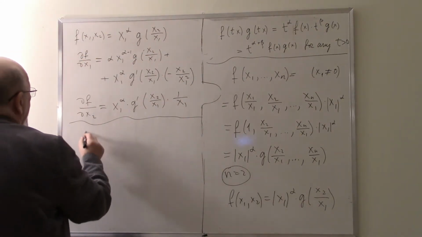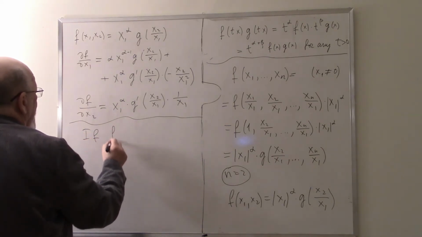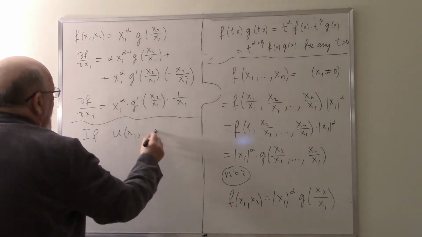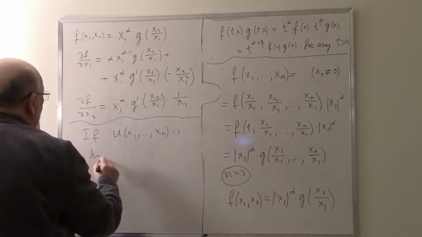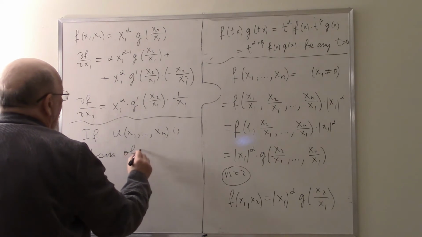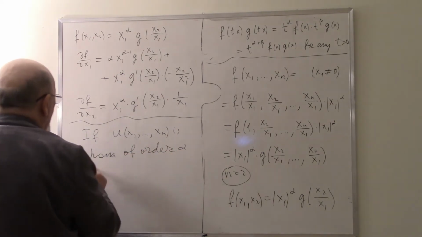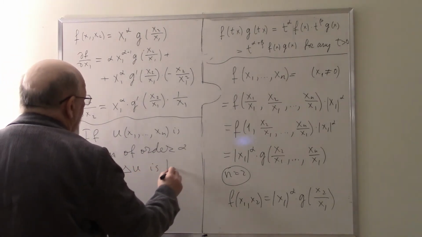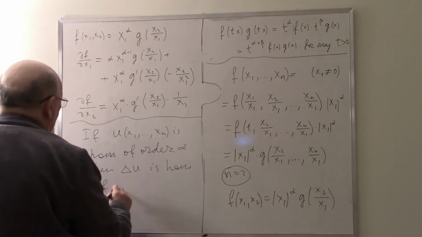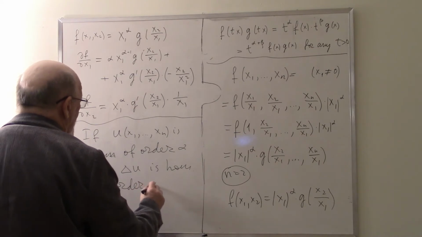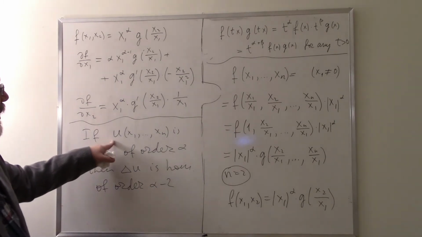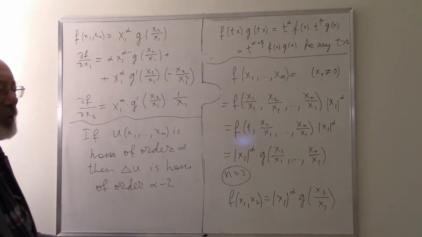In particular, if u of x1, ..., xn is homogeneous of order alpha, then Laplacian u is homogeneous of order alpha -2. Because we differentiated 2 times, every derivative of this first order derivative, homogeneous of order alpha -1, is differentiated once more, giving alpha -2.